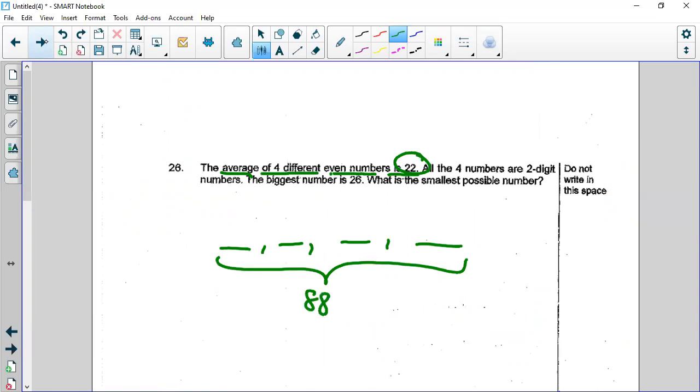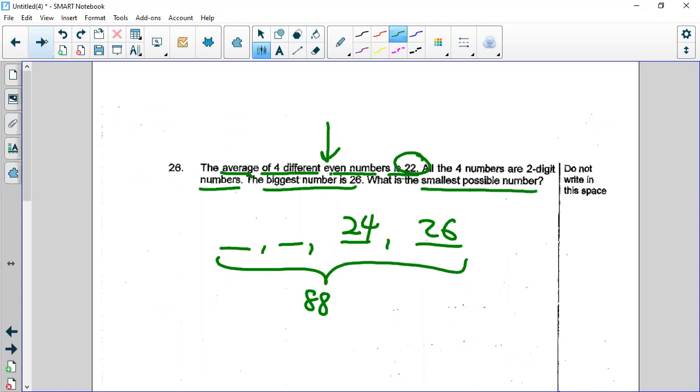All the 4 numbers are 2-digit numbers, okay? And they are also even numbers. The biggest number is 26, okay, 26. Okay, so which means that my 3 numbers, which I don't know, what is the second biggest, right? If the biggest is 26, then the second biggest must be 24. Why not 25? Because all the numbers must be even. So if any one of you have an odd number inside, you're wrong already because all the numbers must be even.